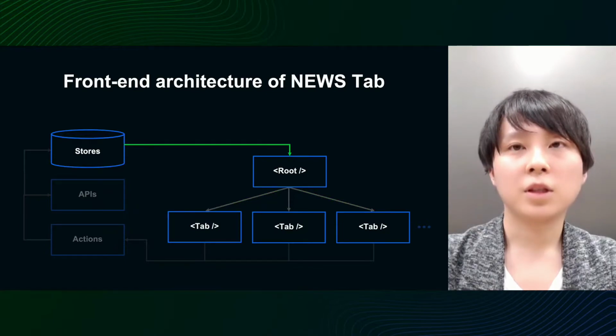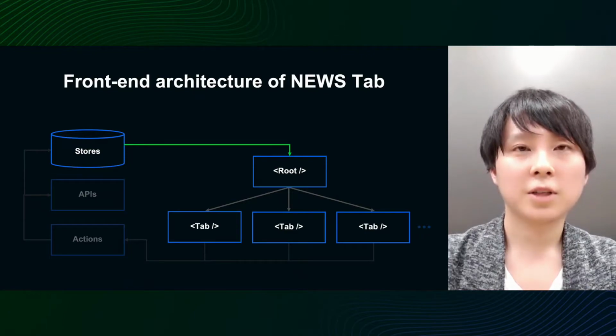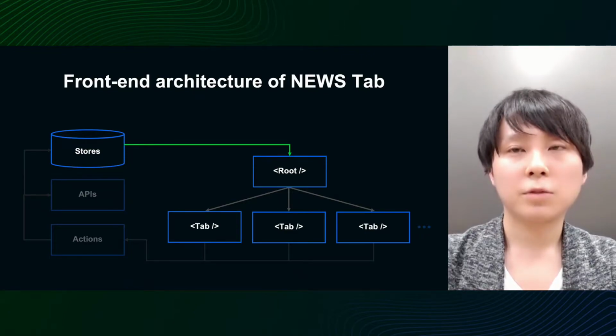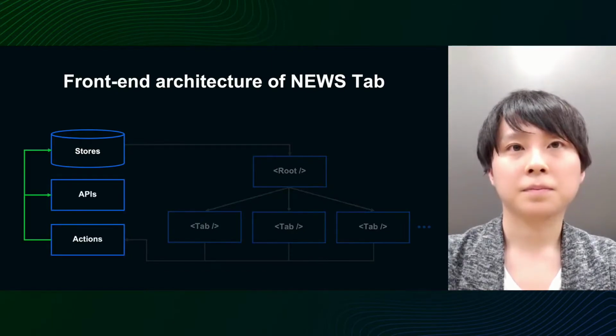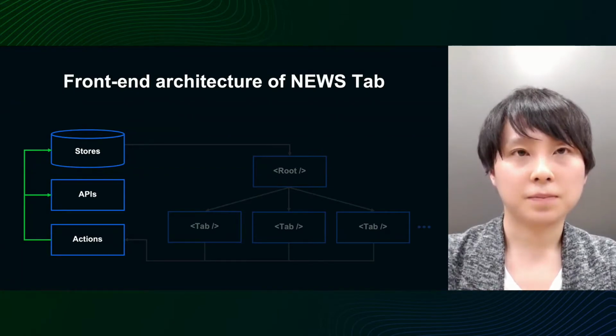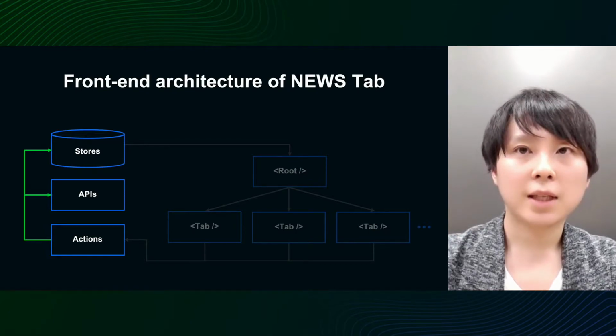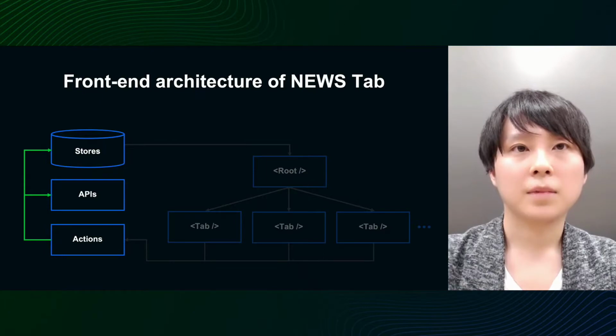The component tree containing each tab component receives a state from the store group. When the contents of the store are updated, the tab component is also updated and redrawn. The store stores the data obtained from the action via API. Actions for updating the store can be used in various places.